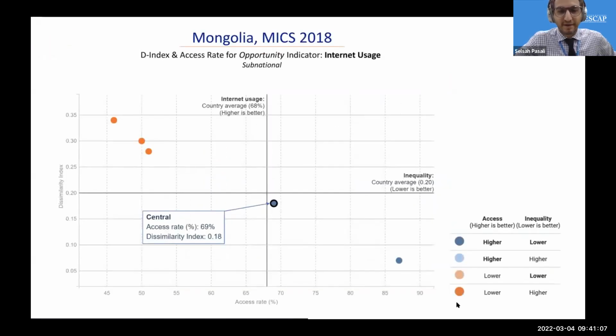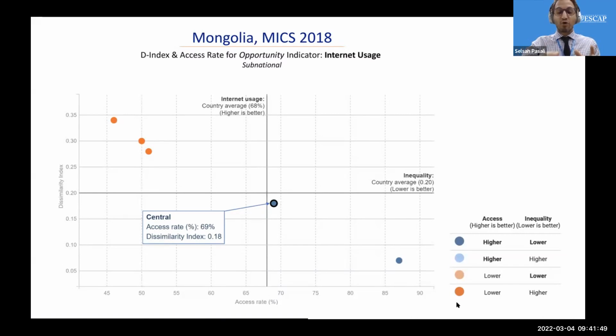So when we put them together, the access and inequality, this scatter plot comes out. This graph shows the relationship between access and inequality across the 5 regions. Ulaanbaatar and Central region have the ideal situation of lower inequality and higher usage, so they're in the bottom right quadrant and in dark blue. Among the 3 provinces in the top left quadrant, which represents the worst case scenario of lower access and higher inequality, Western region has the largest inequality and lowest usage.